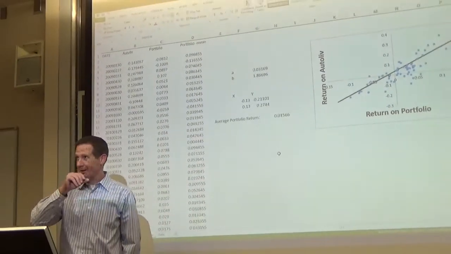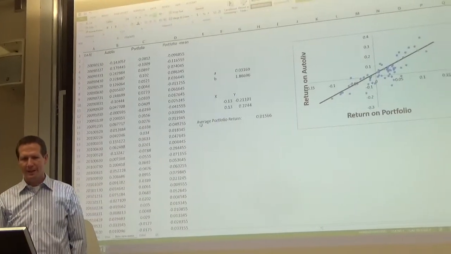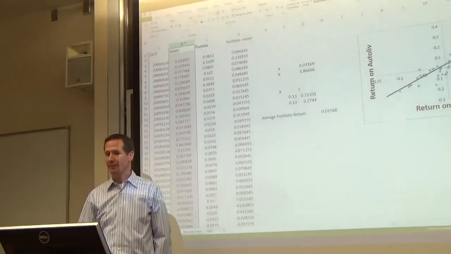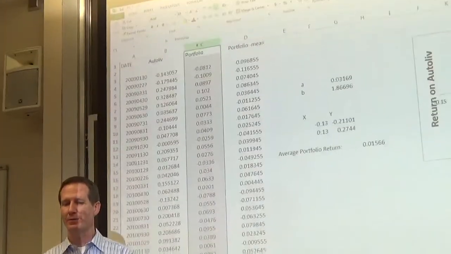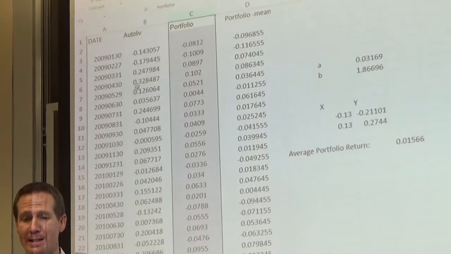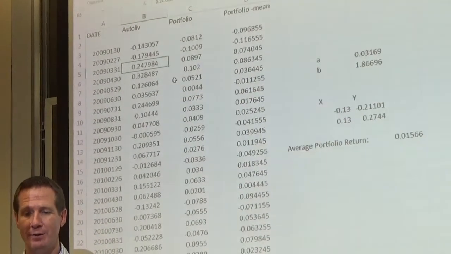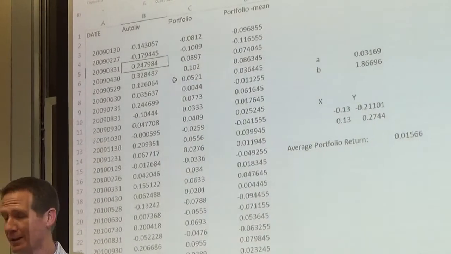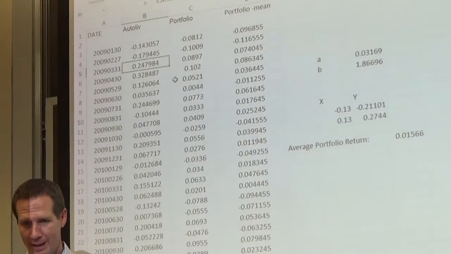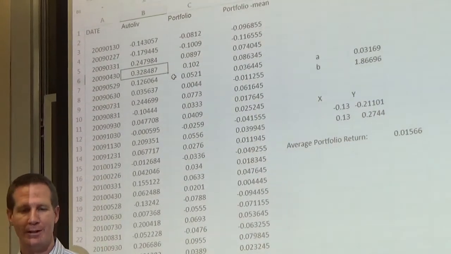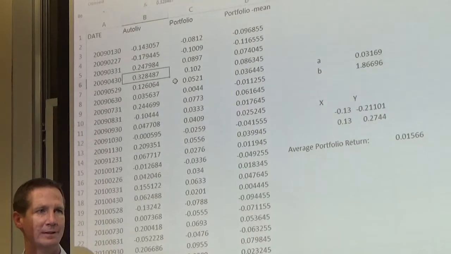So what I have done here on the spreadsheet, column B is a sample of returns for Autoleaf. Column C are returns for an arbitrary portfolio. Here you can see that, for example, in March of 2009, Autoleaf returned about 25% in a single month. It's pretty good. In April 2009, Autoleaf returned 33%. So those are pretty high returns.